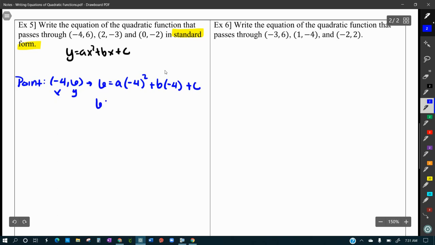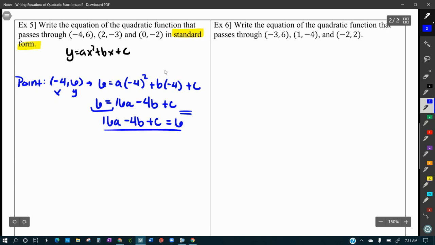Well, negative 4 squared is equal to 16. And again, I'm going to place it in front of a. B times negative 4 is negative 4b, and then plus c. But for a system of equations, remember when we solve these with a matrix, this piece here is usually on this side. So we're just going to flip this around. 16a minus 4b plus c equals 6.